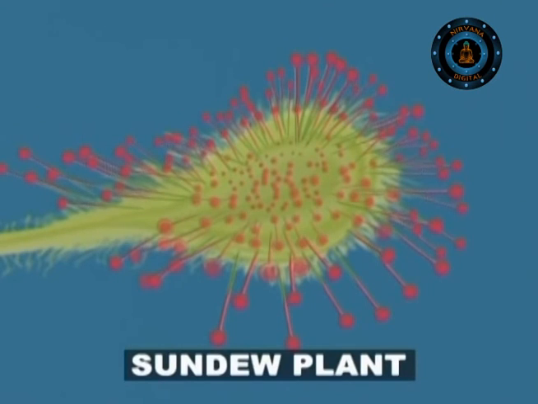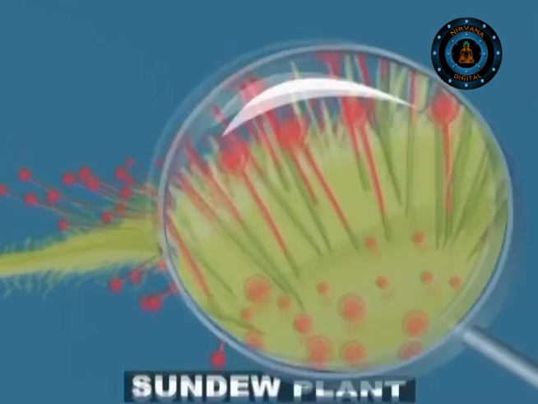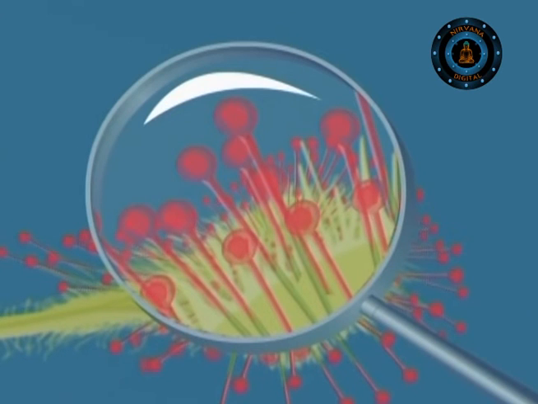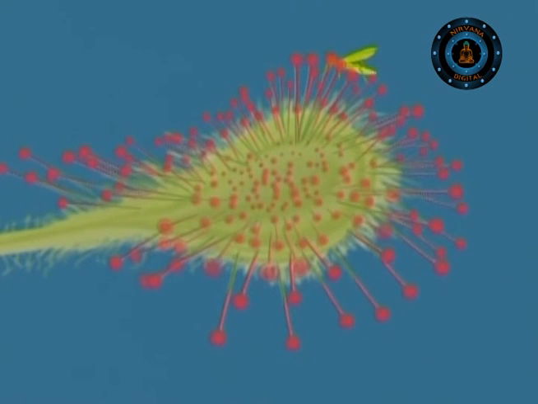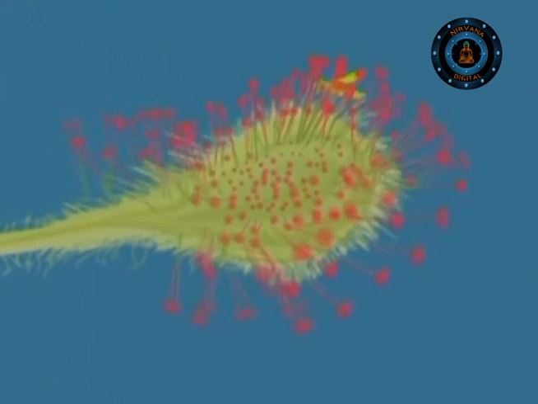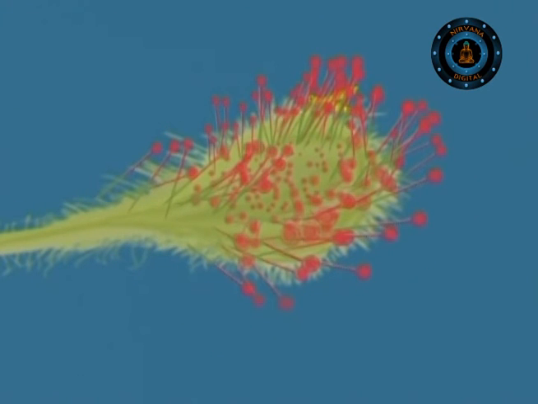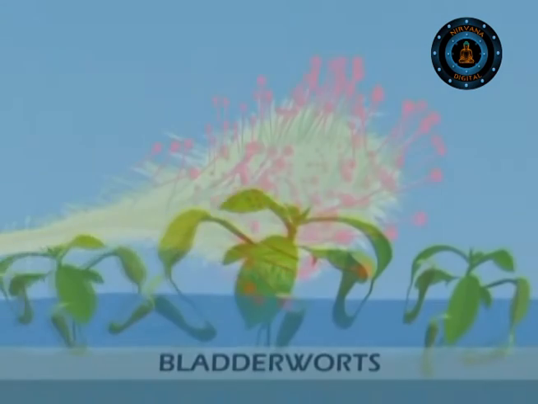Sundew plant uses a different technique. The small leaves of sundew plant are covered with hairs, and each hair is tipped with a sticky drop of digestive juice. As soon as a fly sticks to one of the hairs, all the hairs gradually bend over the insect and trap it. Then the plant easily digests the trapped insect.